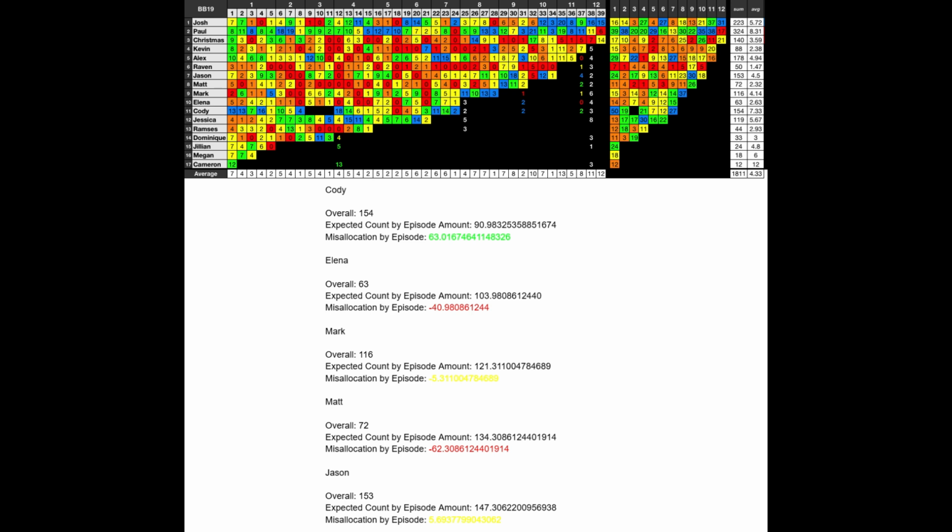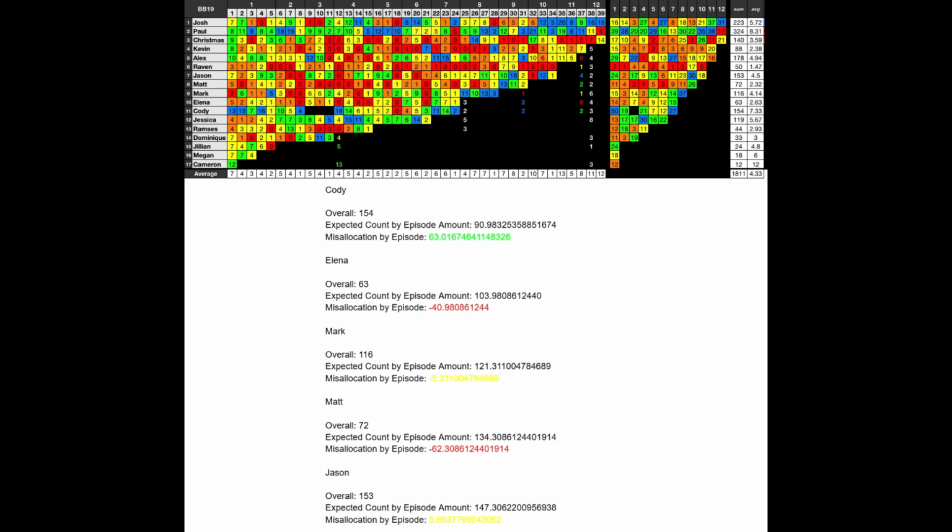Mark got 116 diary rooms, and his expected count by episode amount is 121.31, causing for a negative 5.31 misallocation, so he is in the perfect median range when it comes to distribution. Matt got 72 diary rooms, and his expected count by episode amount is 134.3, causing for a negative 62.3 misallocation. He's literally missing almost half of the amount of diary rooms that he needed in order to have even distribution, but it kind of makes sense since he was just not relevant at all.